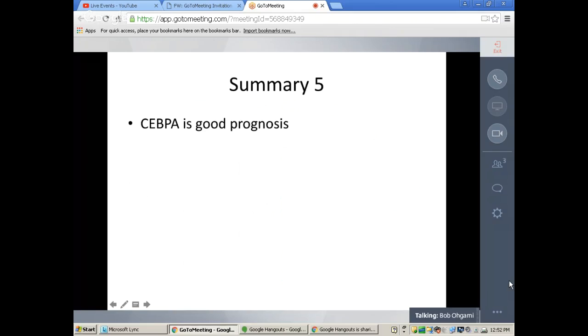So summary 5, just to go over the genes a little bit. CEBPA is good prognosis, NPM1 is good prognosis, and FLT3 is poor prognosis. So if you remember that FLT3 is poor prognosis, that will help you remember.